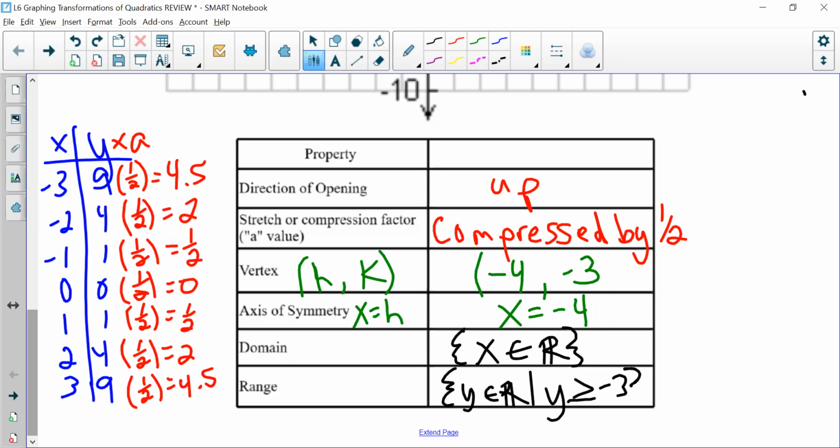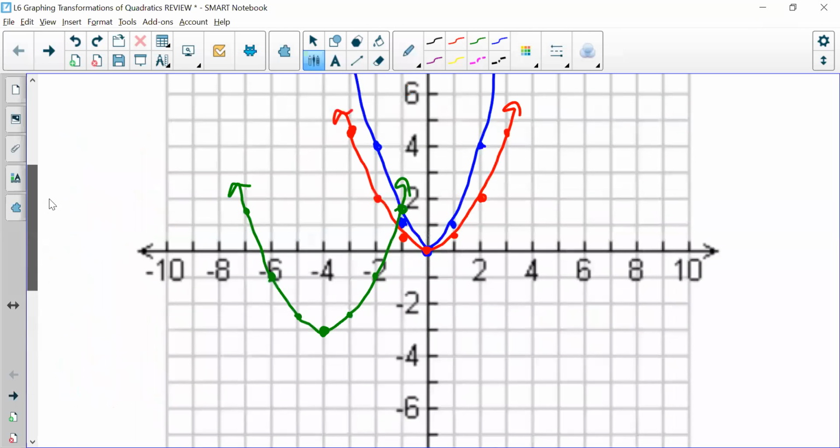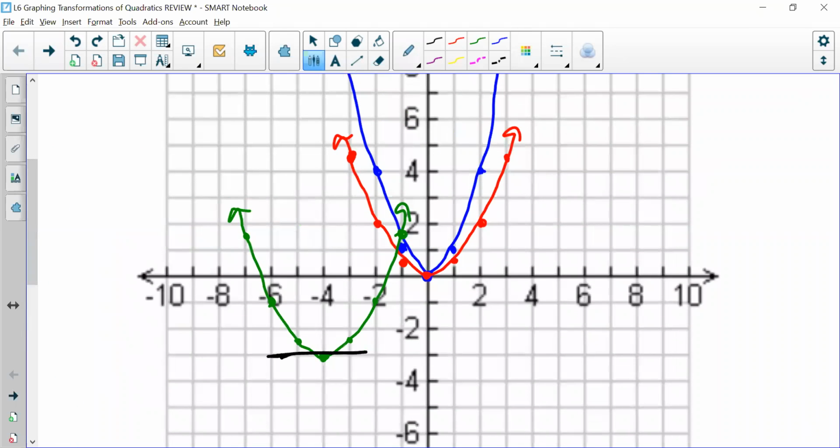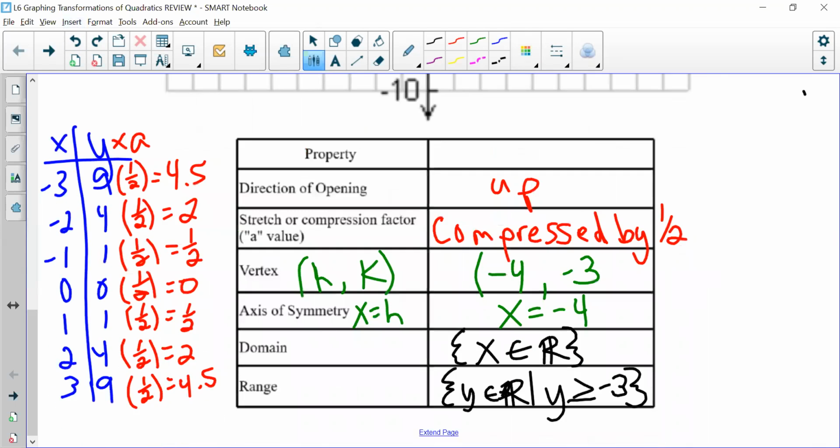And Alexa, why did you pick greater than for this one? Because it's opening up. Good. So if I look at my graph, this one has a minimum value. The lowest it dips down here is a y value of -3, and it's everything bigger than that as it opens up. So it's going to be the greater than symbol.